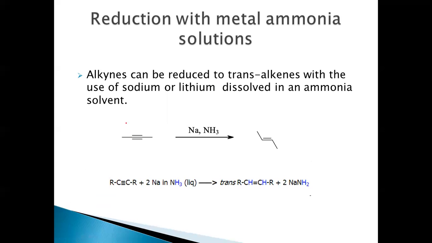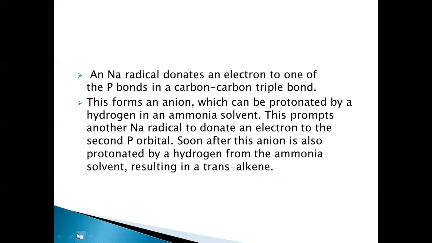See, the reducing agent we are using here produces a trans alkene, as we can see here from this C and C. So we are producing the trans alkene, and the reagent we are using here is sodium or lithium, which is dissolved in an ammonia solvent. That is nothing but liquid ammonia. So sodium or lithium in the presence of liquid ammonia will give you this trans alkene. See, this is the same thing here. This is the trans alkene, and sodamide, that is NaNH2, is a side product here.